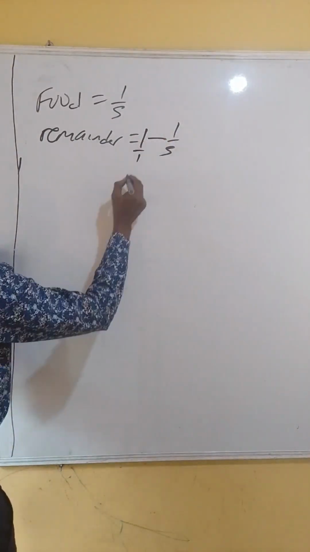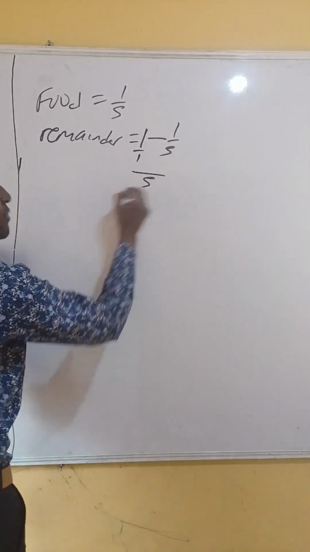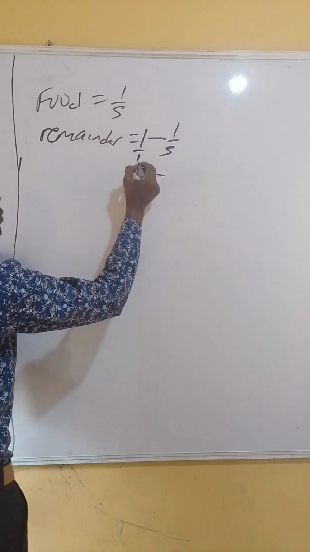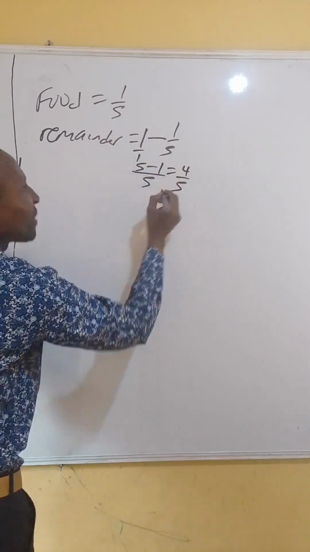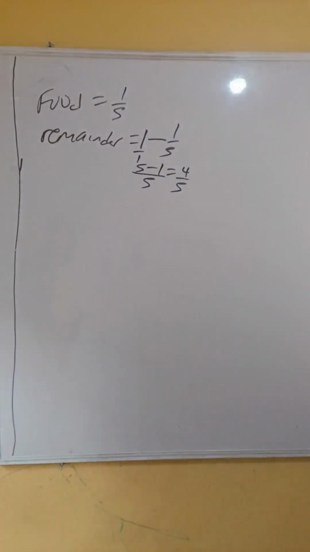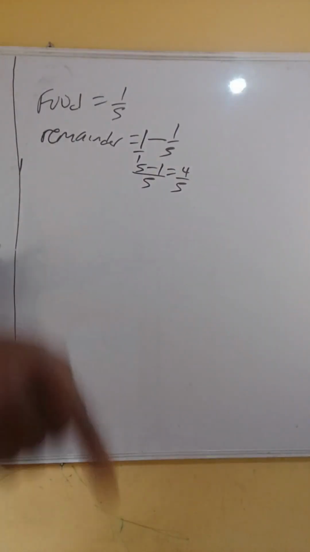And I said do it the same way we did the other one. LCM is 5. 1 in 5 is 5. 5 times this will give me 5. Minus 5 here is 1. Times this will give me 1. That will give me 4/5. The same. And he now spent 1/3 of that remainder on his car.